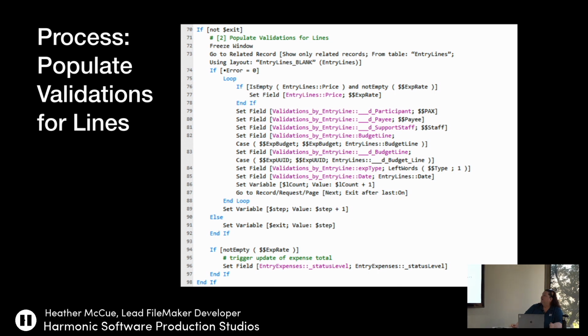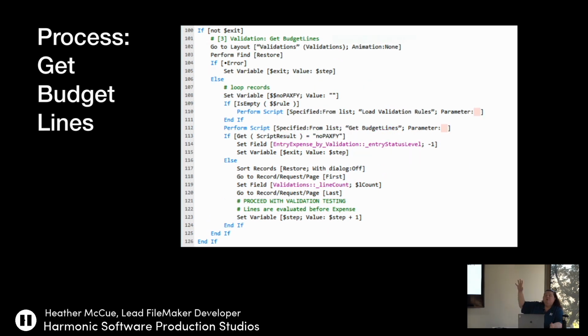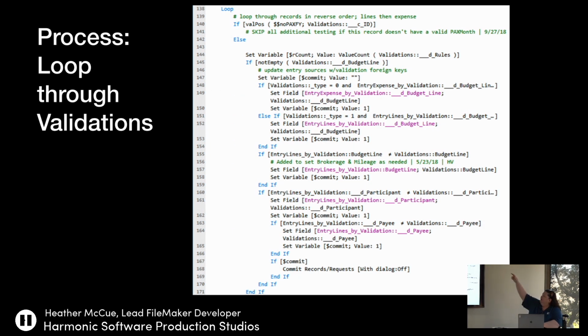Then we populate the validations for the lines. The first one was for expenses. Here we basically loop through and find the rules we need for this. One thing that we have to do is get budget lines. Won't spend any time on this, but the values that are returned by this step are used by the evaluations we'll do when we actually validate a rule. We loop through per validation record. We loop through all the different validation rules and do stuff.